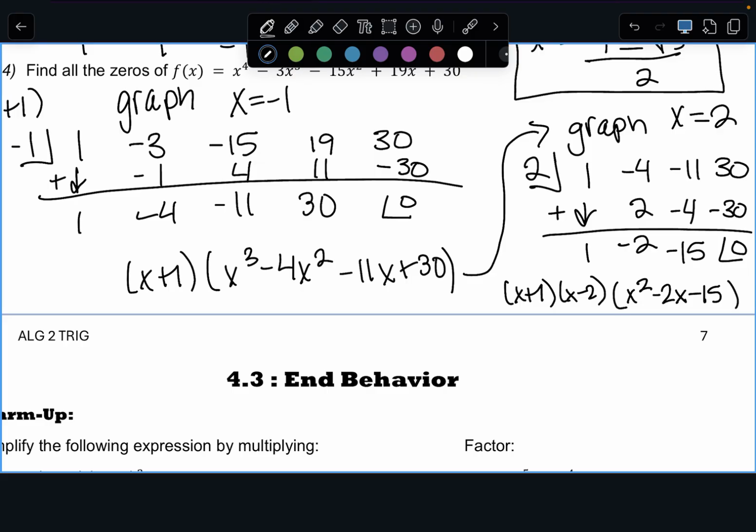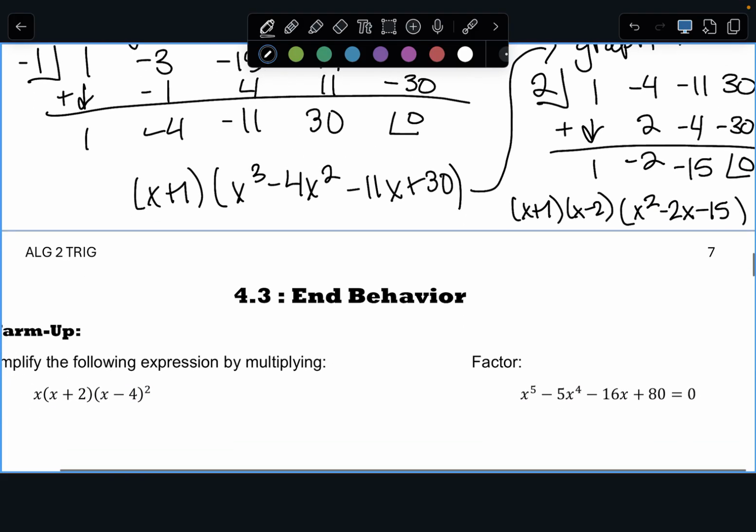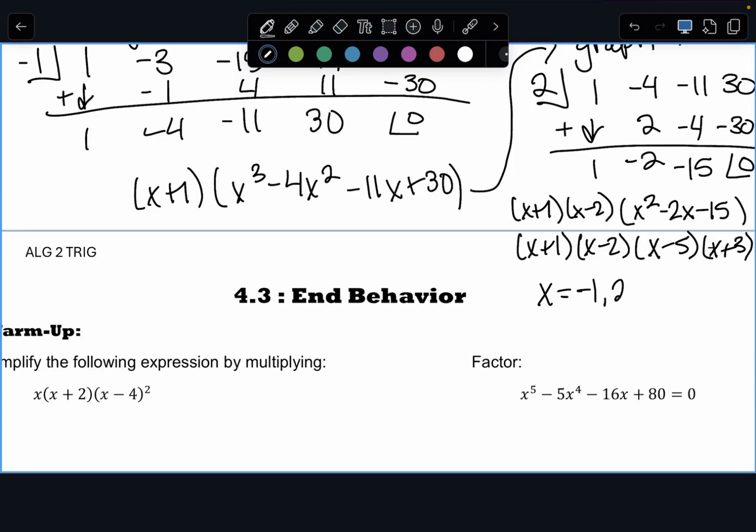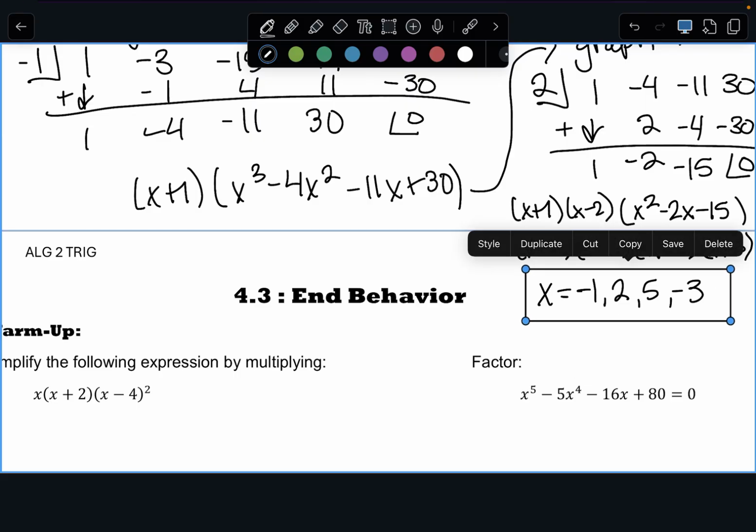But my first 2 sets of parentheses are good. What should I do with this last piece? X method, 2 numbers that multiply to -15 and add to -2. -5 and 3. We can just put them right back in as factors. Last step is setting all of these equal to 0. We would get -1, +2, +5, -3. And if we remember, those are the 4 zeros that I had on my original graph, my x to the 4th graph.